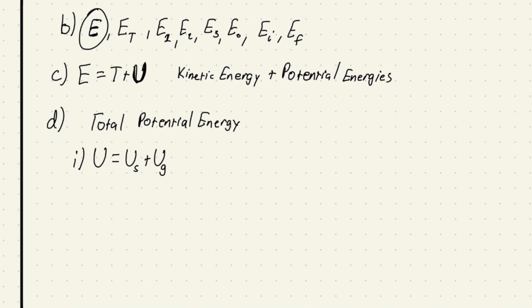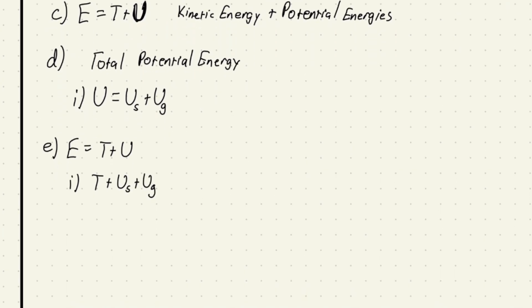So when I talk about my total mechanical energy, what I have is E is equal to T plus U. But T is just T, and U is U spring plus U gravity. Still equal to our total mechanical energy. And I can replace T. I know the equation for that. It's 1/2 mv squared. I know my spring potential energy. That is 1/2 kx squared. And I know my gravity potential energy, that's mgy.